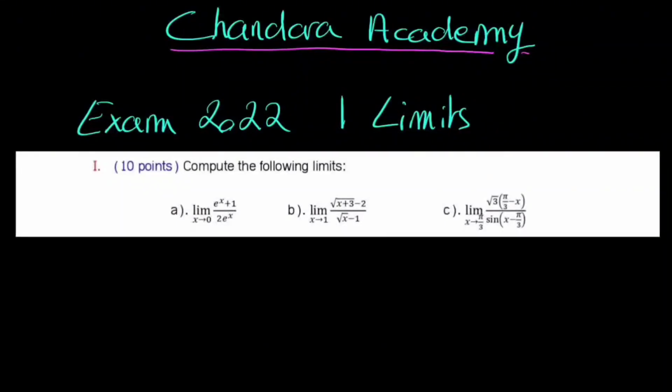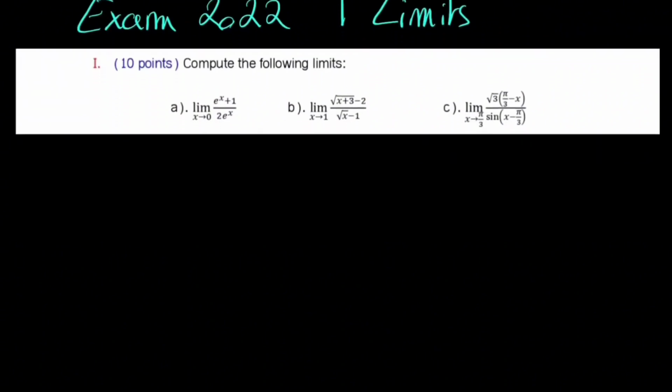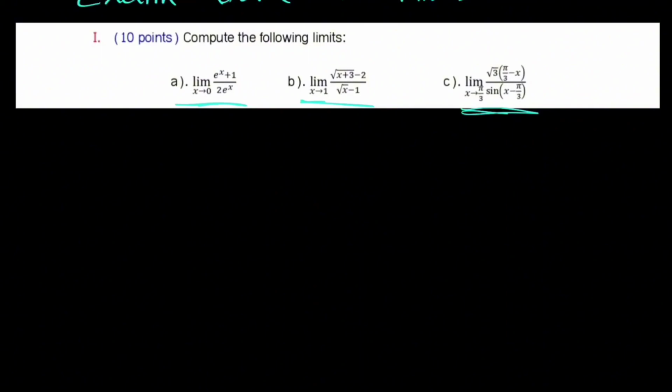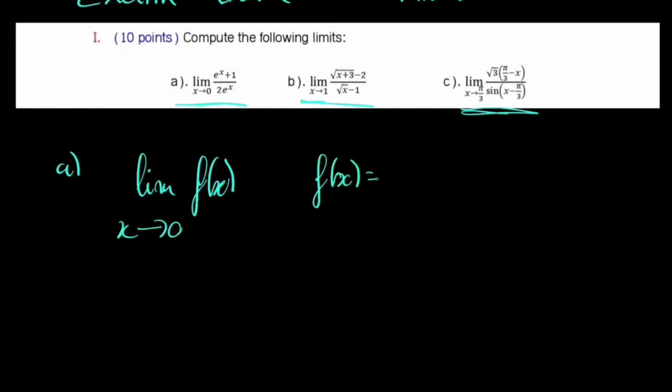Today we're going to solve this 2022 exam exercise about limits. Let's start. We've got three limits, three different kinds of things you want to know how to do to pass your exam. First one: limit of f of x when x tends to 0, with f of x equal to exponential of x plus 1 over 2 exponential of x.